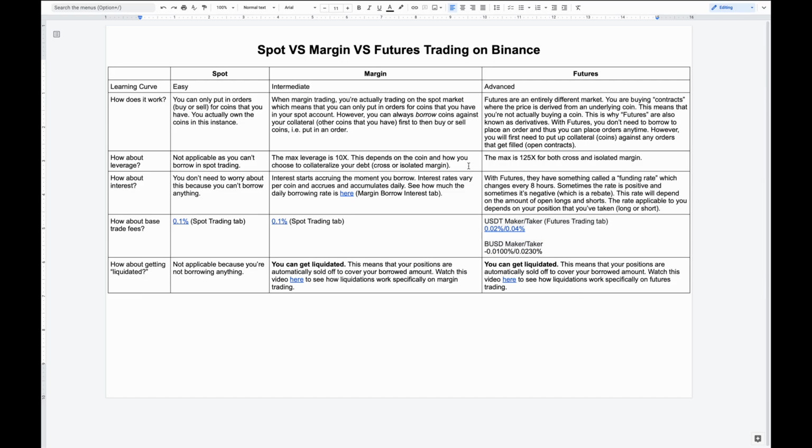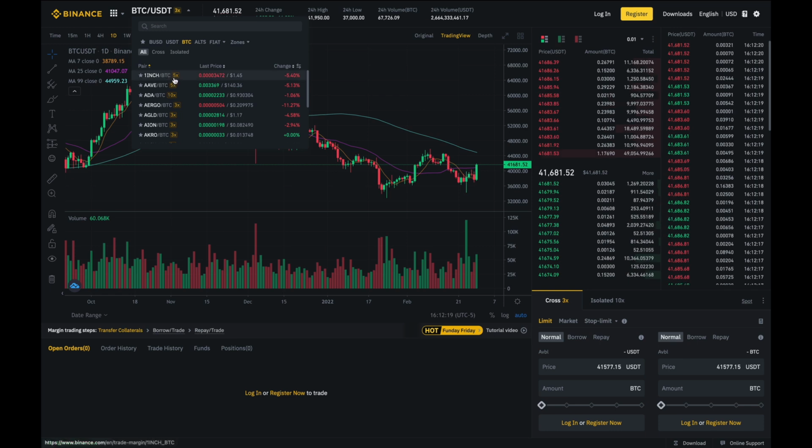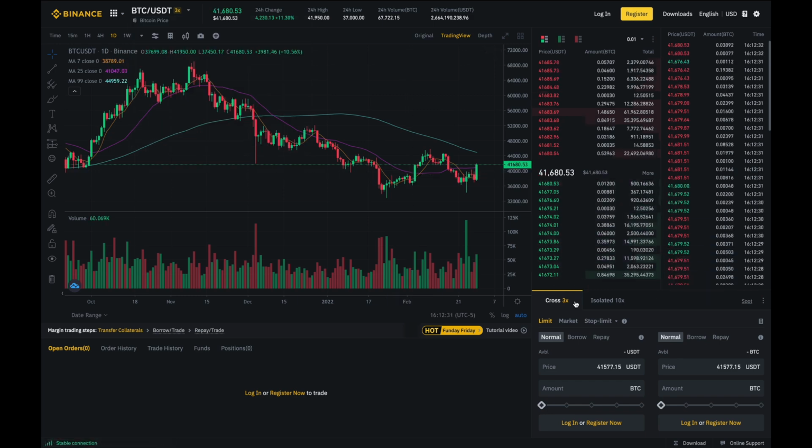So if we go to the Binance margin trading tab over here and you look at this, you can see these numbers next to these trade pairs. So we have 5, 10, 3, and that basically means the maximum leverage you can trade on these pairs. And so also, if you look over here, there's 3x and 10x. For isolated, it's 10, and for cross, it's 3. Again, that just means how you're collateralizing your debt. With isolated, you're putting in coins in a specific isolated margin trading account, whereas cross, it is collateralized across all of your open positions and your coins. So that's basically the difference between the two.